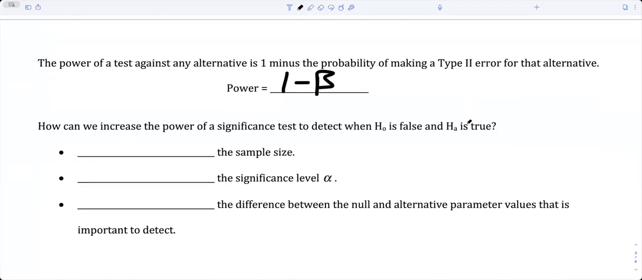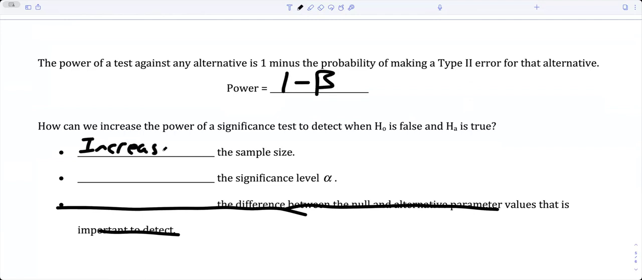But you need to know this. It says, how can we increase the power of a significance test to detect when H naught is false and the alternative is true? Okay, there are 2 main ways. Number 1, we increase the sample size. Or number 2, we increase the significance level.